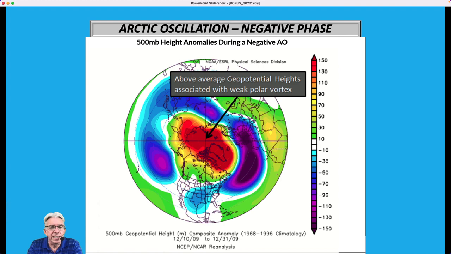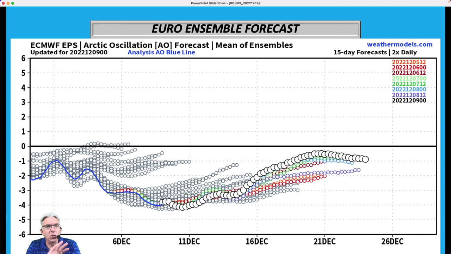Now, here is the European Ensemble forecast, and these are all the runs that have taken place since December 1st. The most recent run is right in here. So the AO has been negative, like in the minus 1 to 2 range, and then it's become progressively more negative with time. It's down to about minus 4 now. It is forecast to gradually increase and get back to neutral or close to neutral by the end of December, or at least the Christmas holiday.